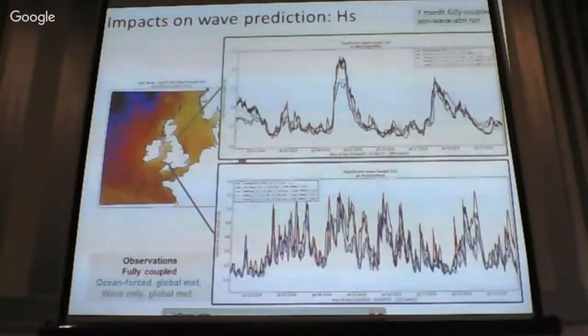This is the first time that we've run the fully coupled system over a period longer than 5 days. The first good news is it's pretty stable, and the second good news is it's doing a fairly sensible job. There are occasions in this time series where we can see particular benefits of moving to a fully coupled system.